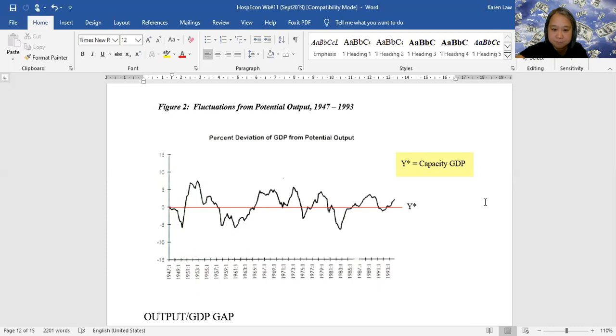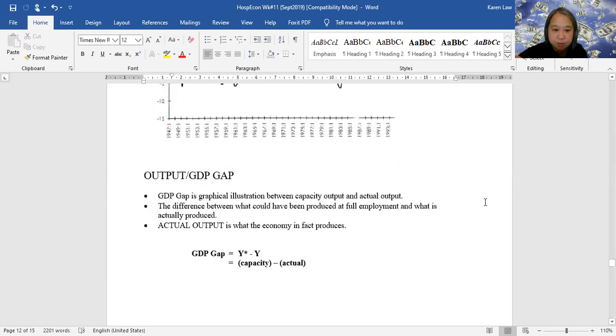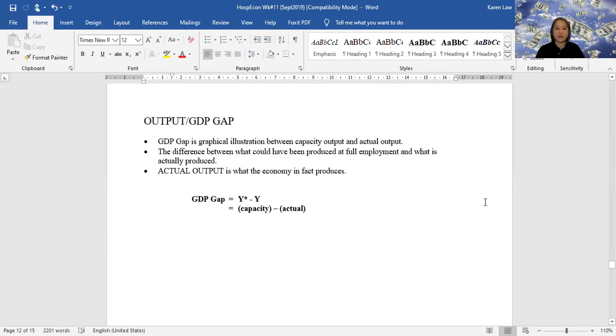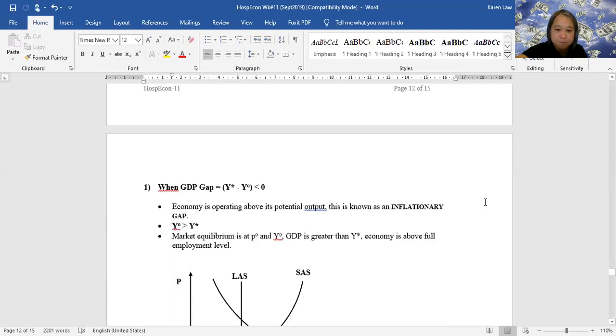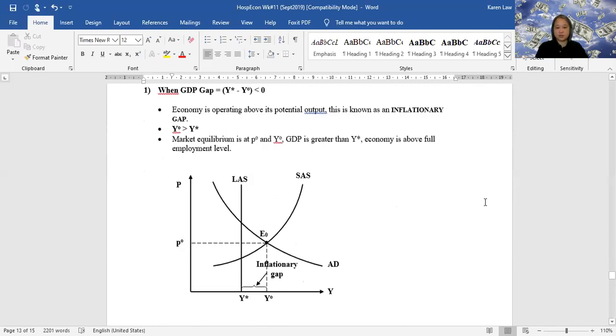So now what we're moving into is something called our output gap or our GDP gap. This is a model that we use to illustrate the ideas of inflation and recession. Okay, so I just want to go through an illustration here.